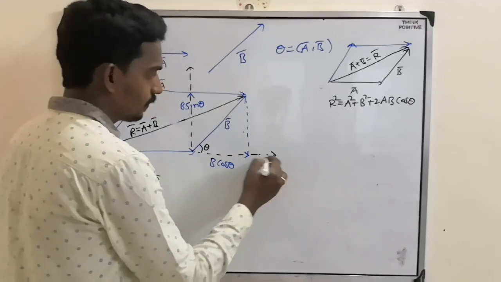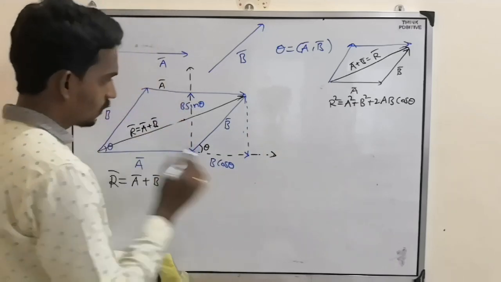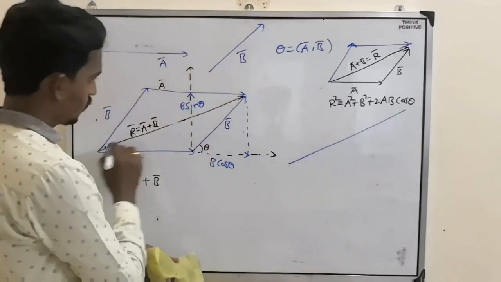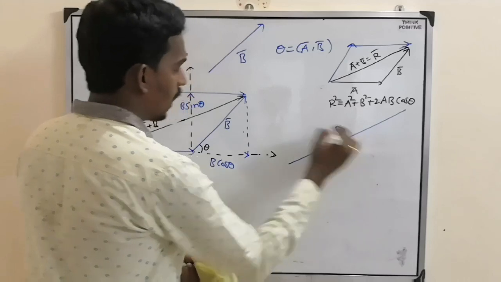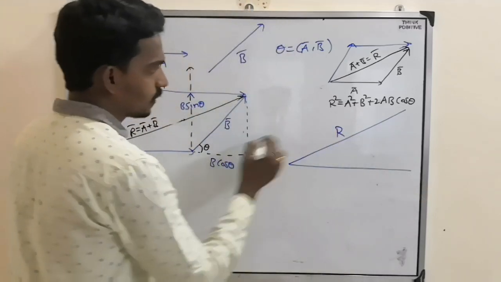Now, let's draw this here, like, take this one. What is this? R. Then this base. Then this.